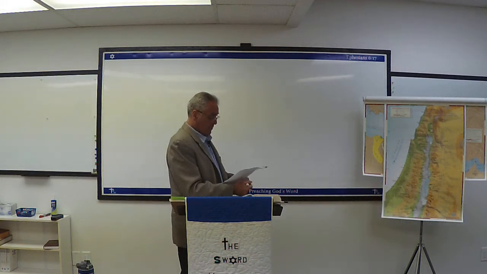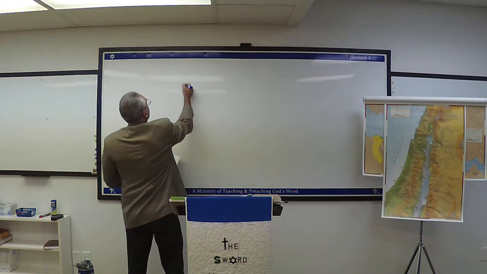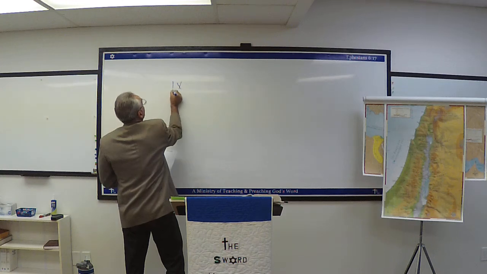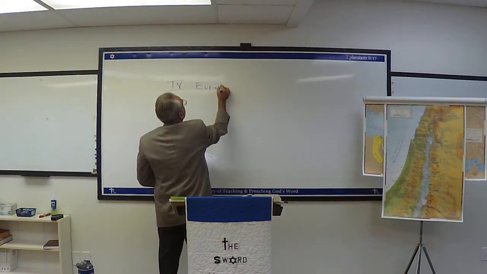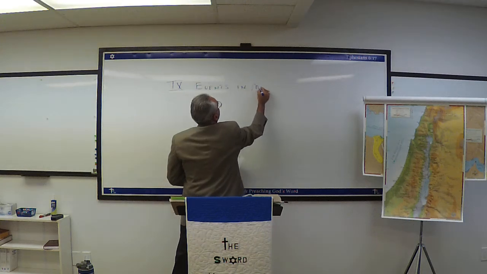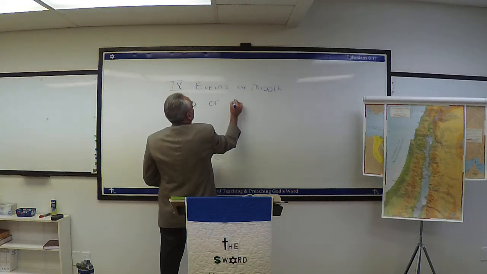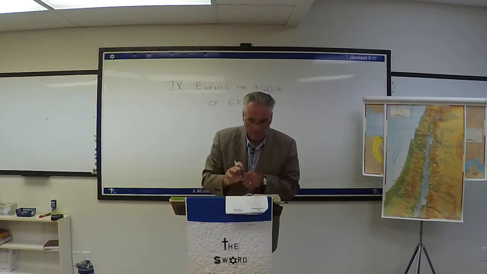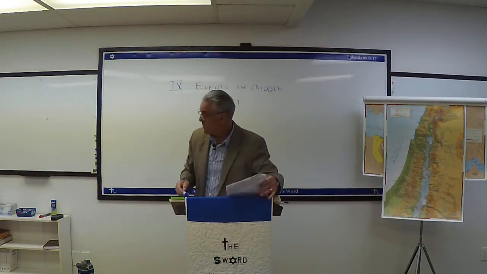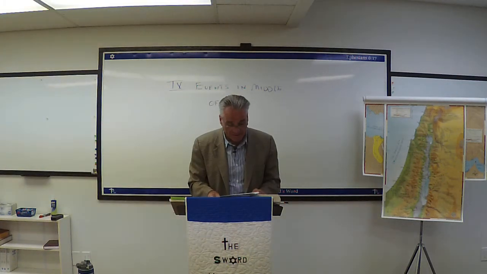Now we embark into part 9, the famous Roman numeral 9, which is events in the middle. You have it in your outline: events in the middle of the Great Tribulation. Thank you for allowing me to abbreviate. So now, since you have your outlines with you, take your outlines to part 9.